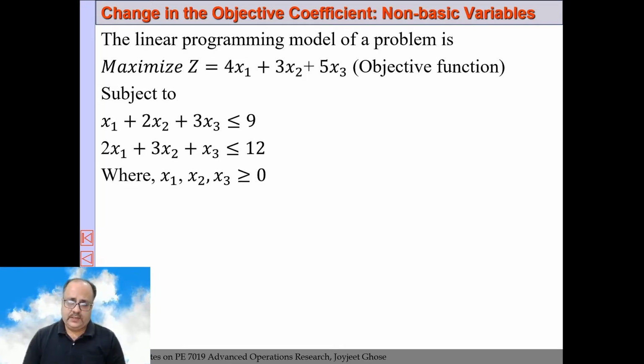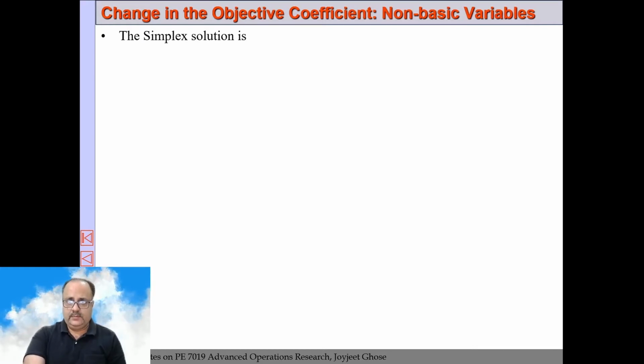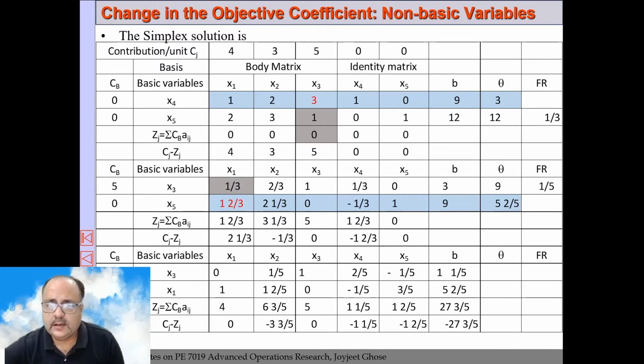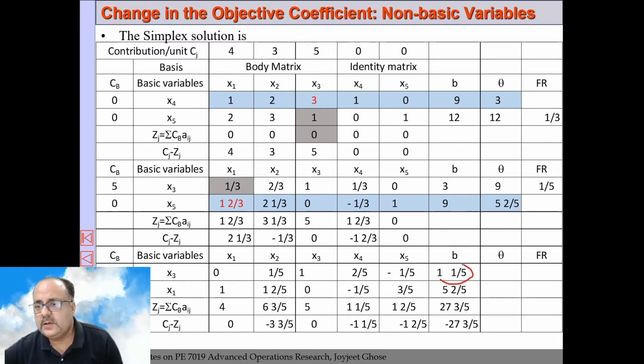So here, first solve it by conventional simplex method. If you have solved it by conventional simplex method, your result should match with that of mine. So the solution here is that x3 is 6 by 5, and x1 is 27 by 5, and z is this.